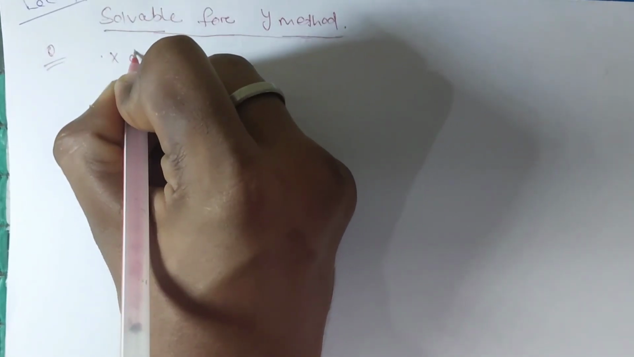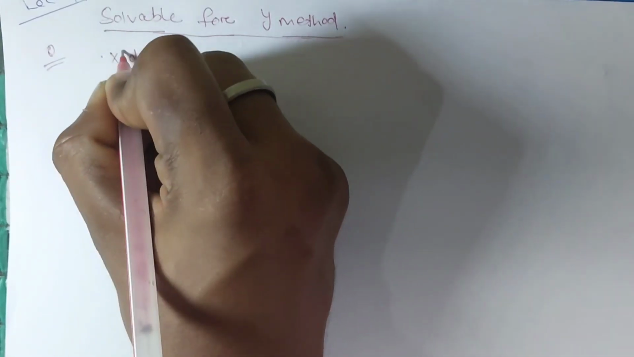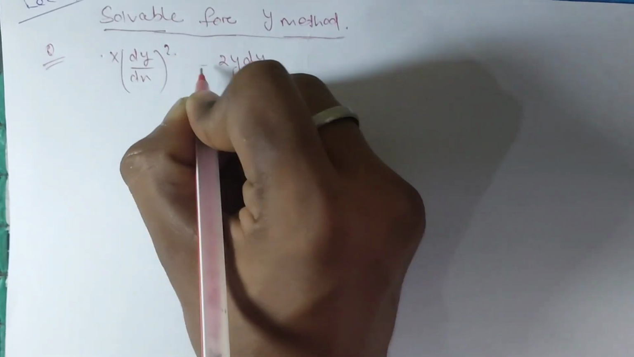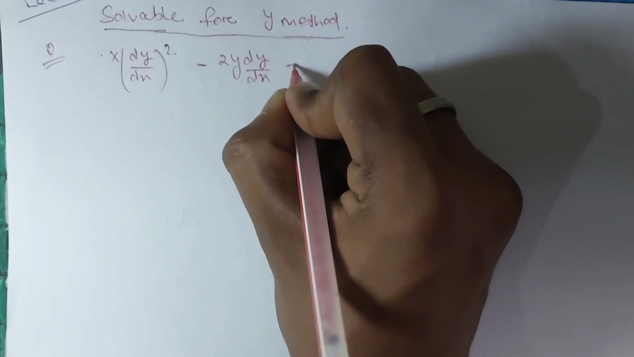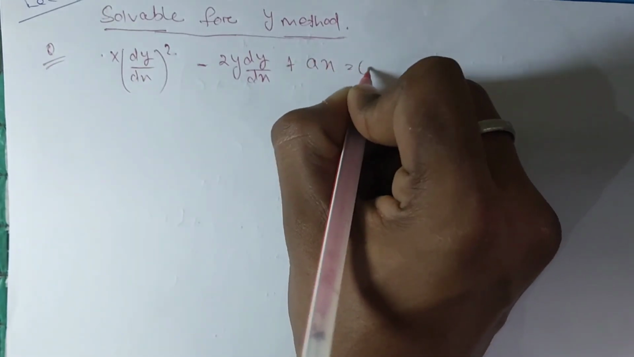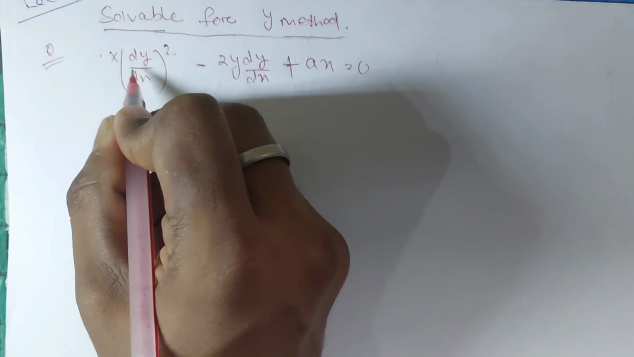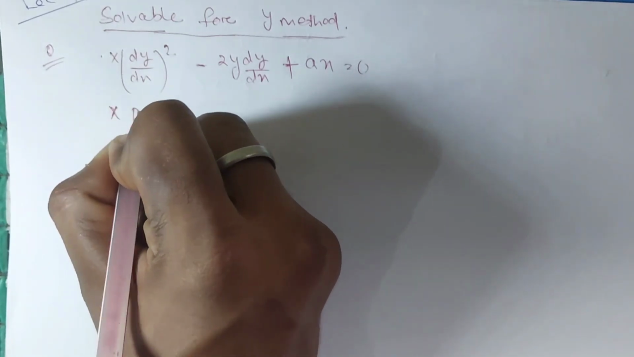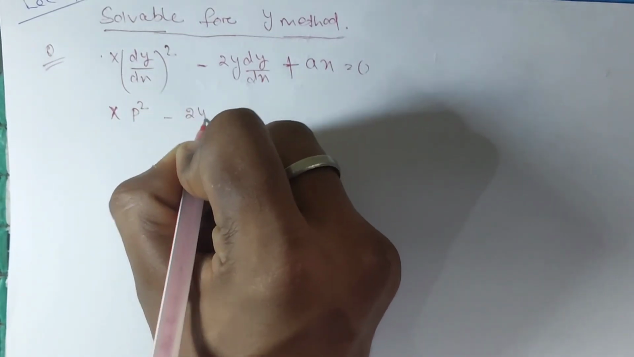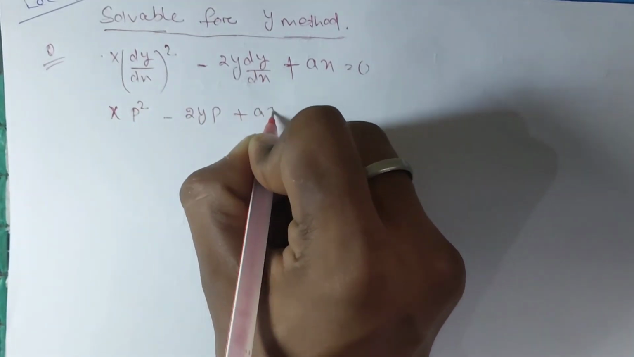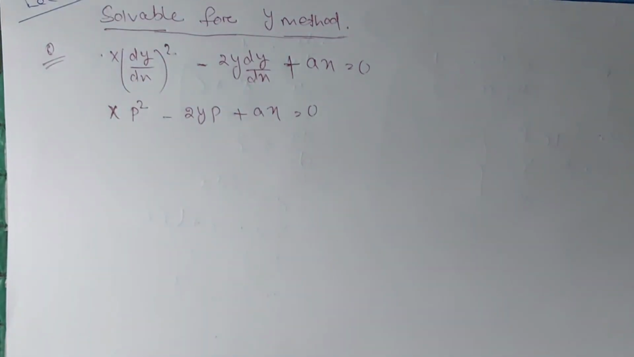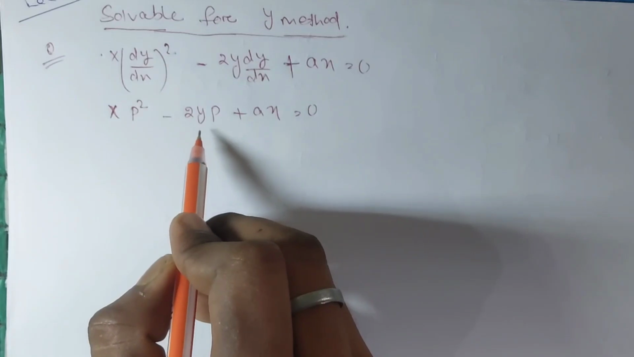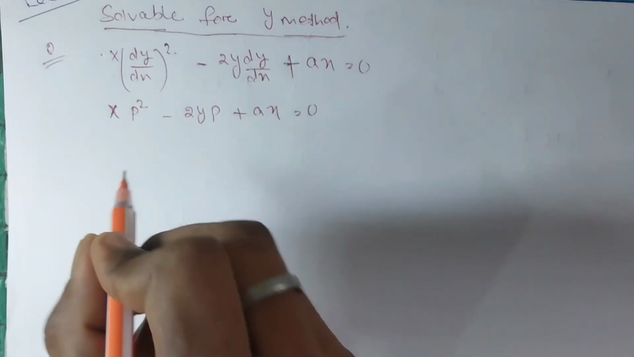Here we take x (dy by dx) square minus 2y dy by dx plus x equals 0, where we can write dy by dx as p, so we can write x p square minus 2y p plus x equals 0. So the basic idea is, here there is an x term and one y term, so it is better to separate the y term.